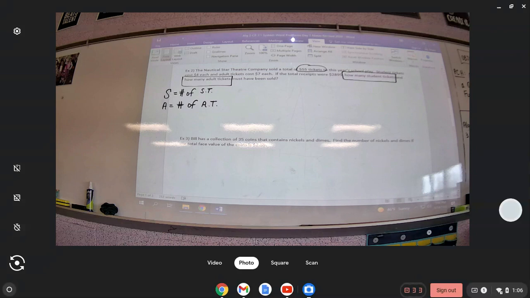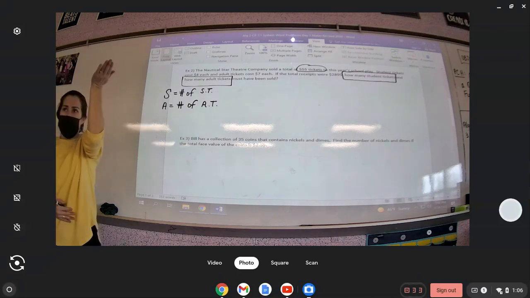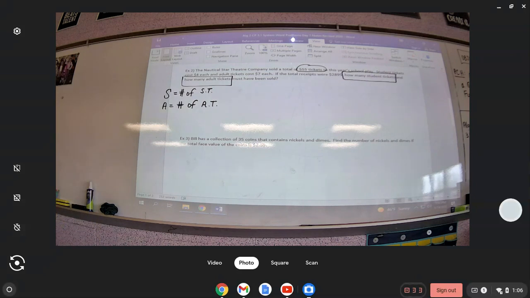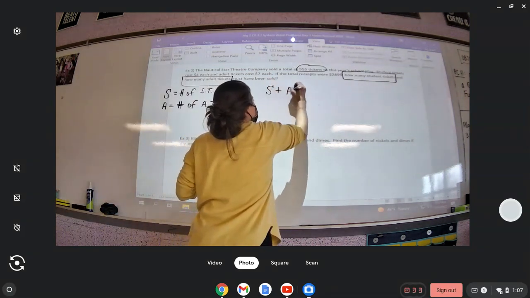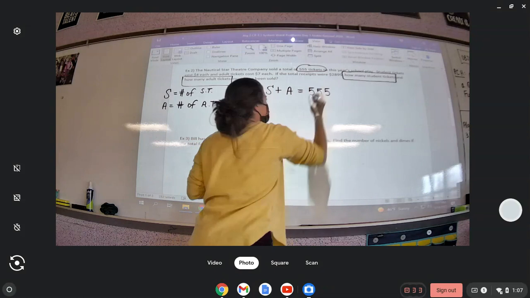Well guys, what are the only kinds of tickets they sold? Adult and student. So if S represents the number of student tickets and A represents the number of adult tickets, and they sold 555 tickets, what do S and A have to add up to? 555 tickets. So that's your first equation. S, the number of student tickets, plus A, the number of adult tickets, better equal the 555 tickets sold, because that's just talking about the number of tickets. So S plus A equals 555.